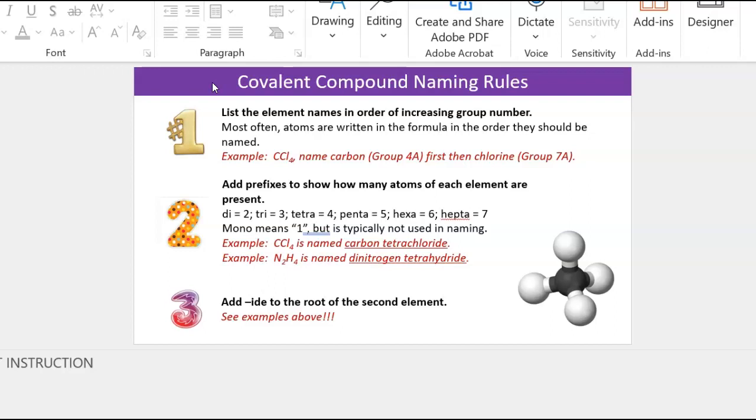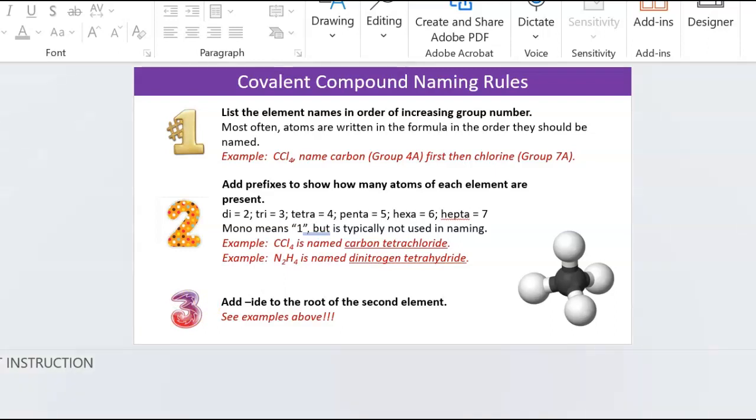This is a quick recording to review naming covalent compounds and to finish up what we didn't finish last Friday. What you're looking at now are the 3 rules for naming covalent compounds. First, we list the elements in order of increasing group number on the periodic table, so carbon would come before chlorine, since carbon is in group 4 and chlorine is in group 7. Rule 2 is we use prefixes to show how many atoms of each element are present. And rule 3, we add -ide to the end of our last element. In this case, we're doing binary compounds, so two elements, just like we did with ionic compounds.